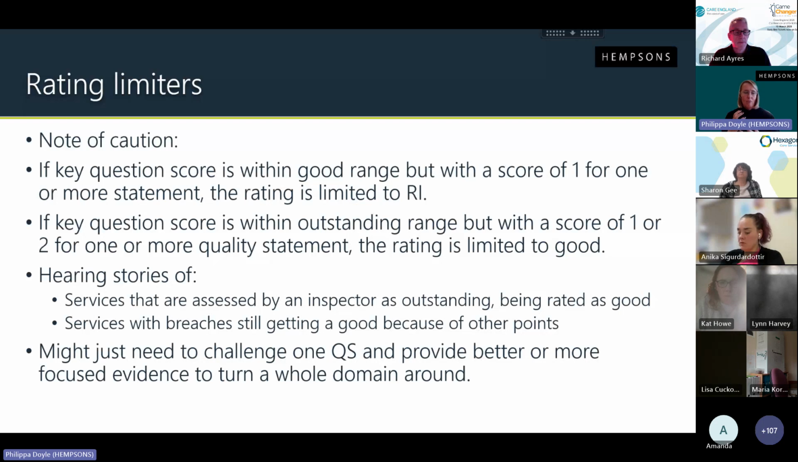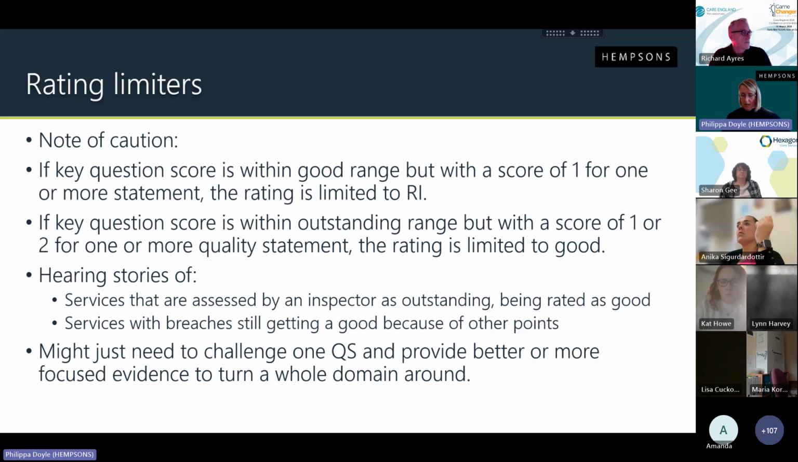So it's really, really important that you go through everything with a fine-tooth comb and really sit there and read it line by line and think, well, does this make sense? Does the evidence actually support that numbered rating, or is there something that we need to challenge here? You might find that there is just one quality statement that you need to change, or that you need to provide better or more focused evidence on one particular quality statement to turn a whole domain round, to turn a whole key question round, and to get that up into good. That might result in you getting a good overall.